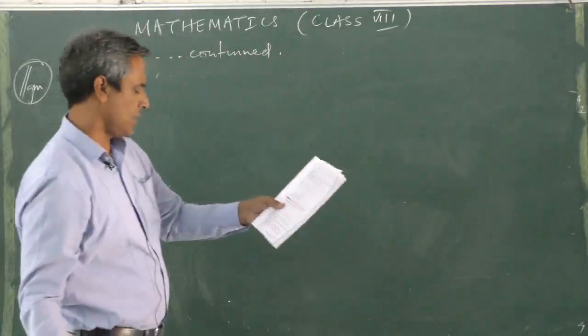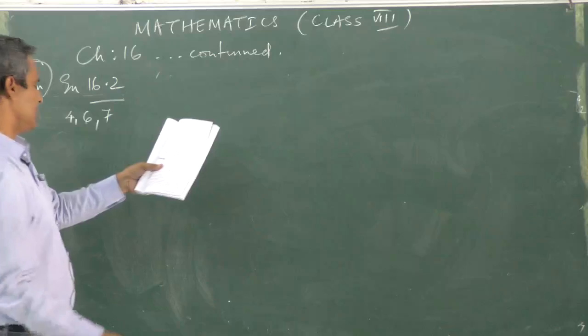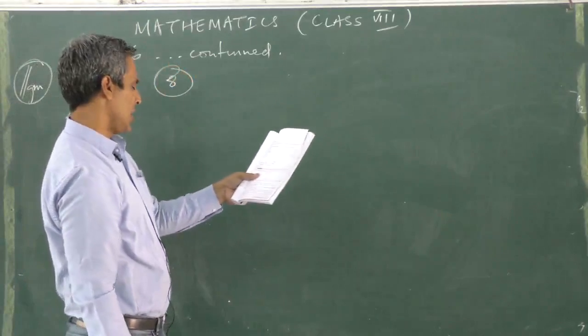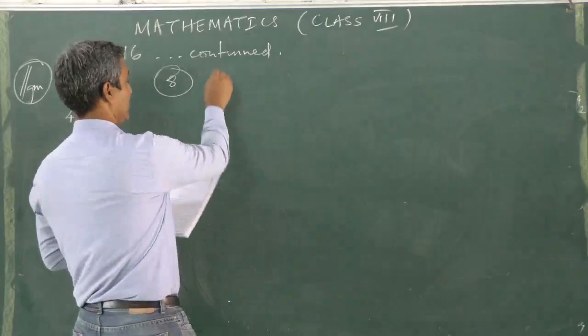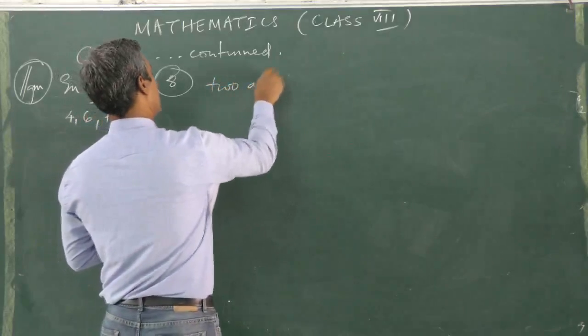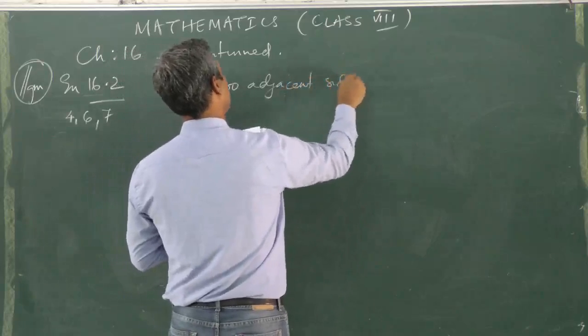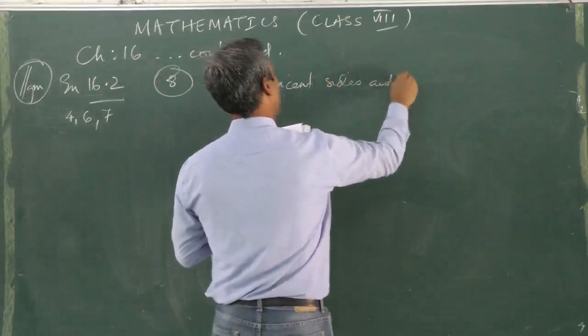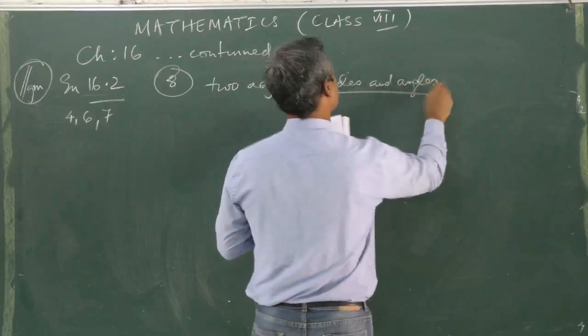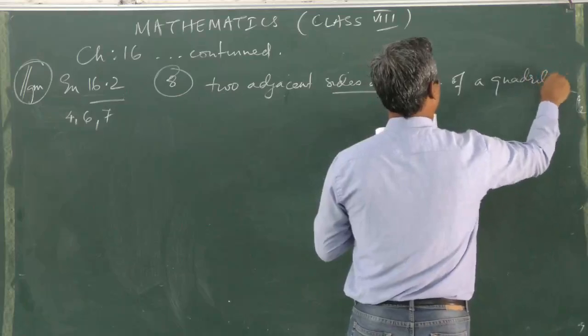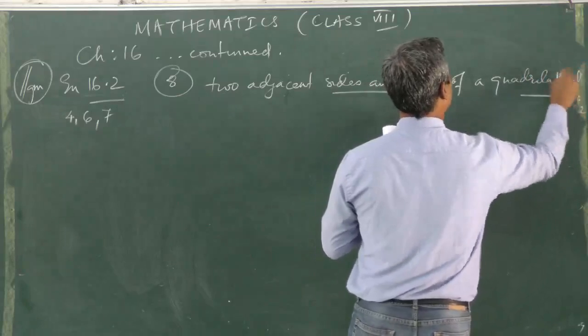What does question 8 say? Two adjacent sides and adjacent angles of a quadrilateral are equal. Now again, adjacent sides and angles of a quadrilateral. I have highlighted it to you.